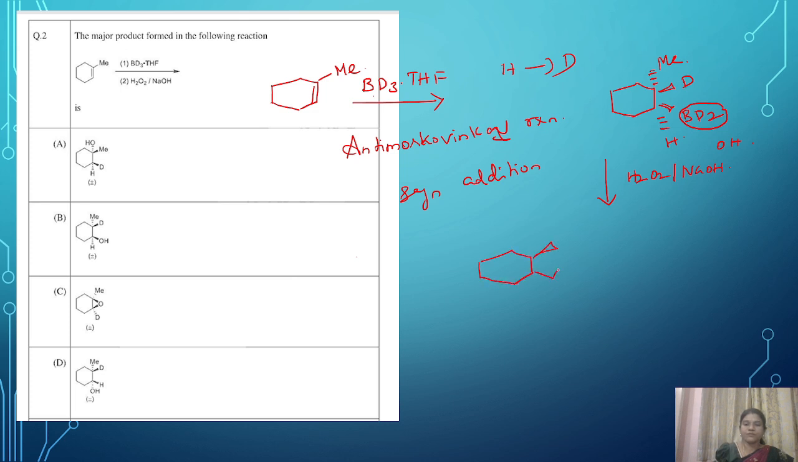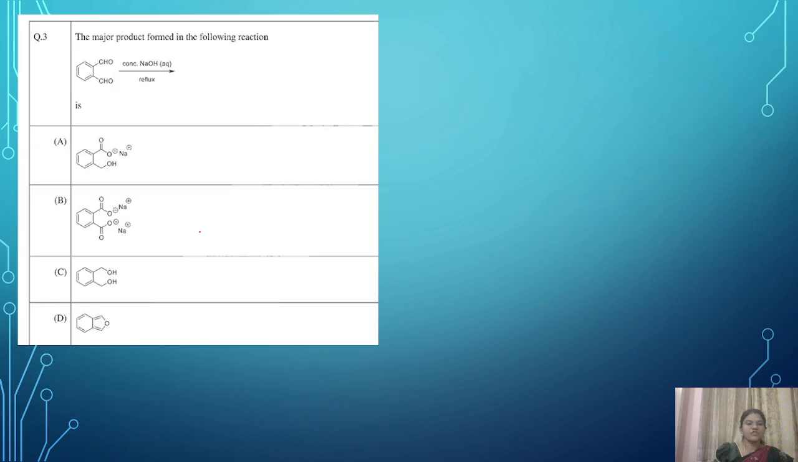Two types of isomers will form. Here D, OH. Then here methyl. Okay, D and OH are on the same face. Therefore, this is the right answer. B is the answer. The next question is the major product formed in the following reaction.